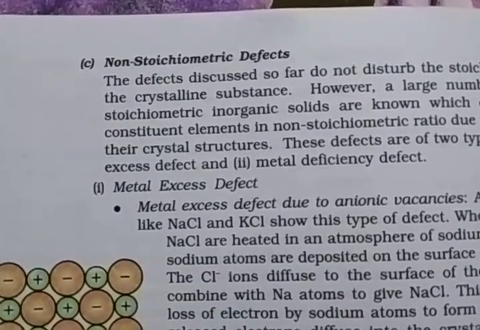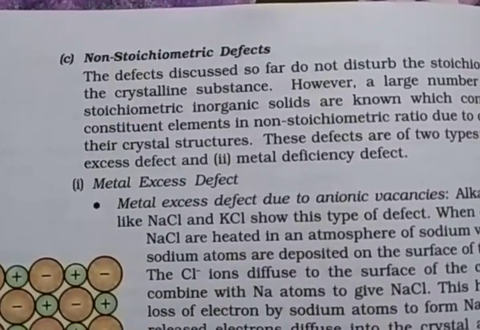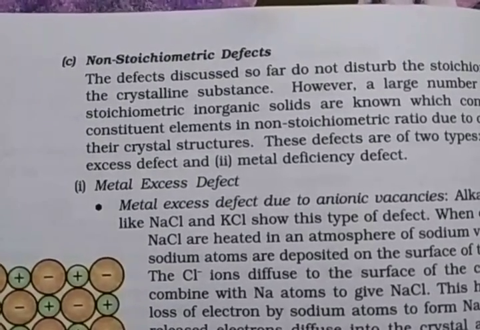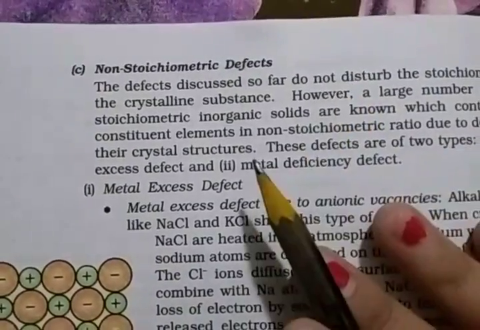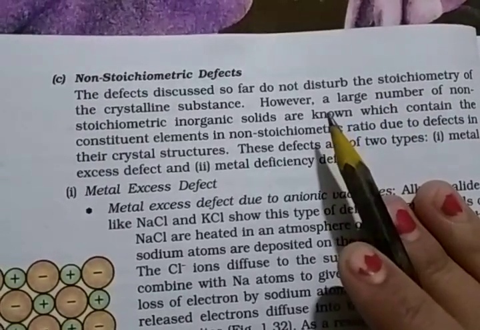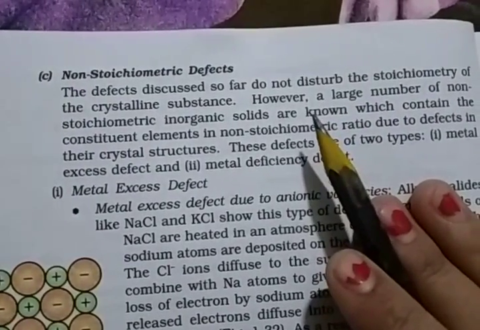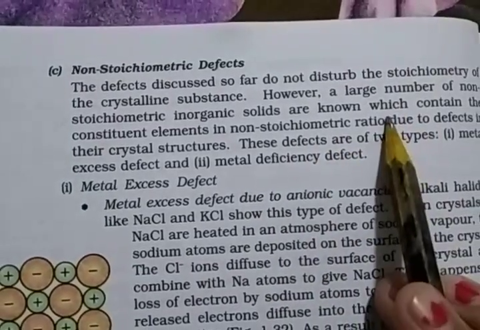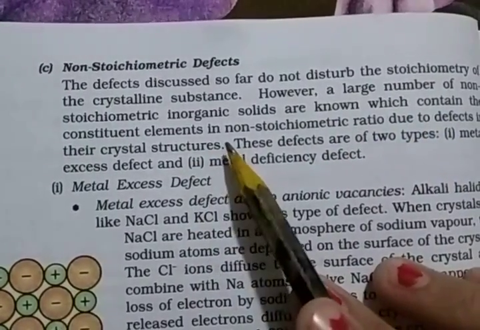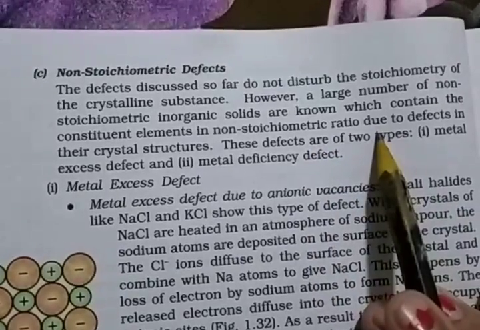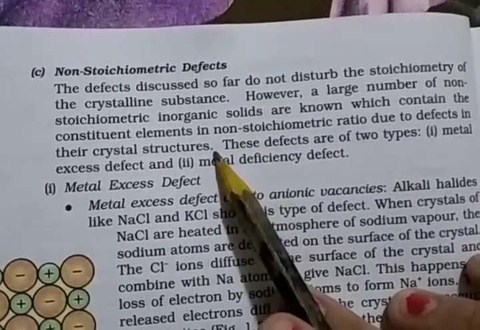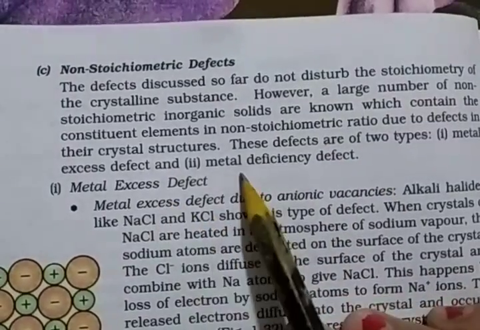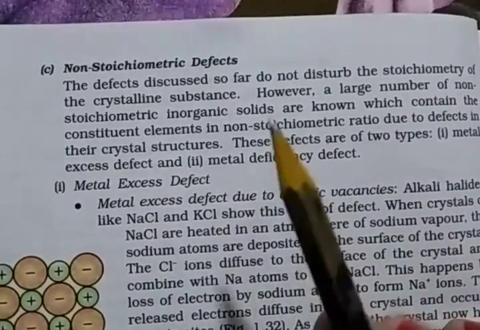Third one is non-stoichiometric defect. So first is stoichiometric, second is impurity, and third one is non-stoichiometric defect. The defects discussed so far do not disturb the stoichiometry of the crystalline substance. A large number of non-stoichiometric inorganic solids are known which contain the constituent elements in non-stoichiometric ratio due to defects in their crystal structure. These defects are of two types: metal excess defect and metal deficiency defect.